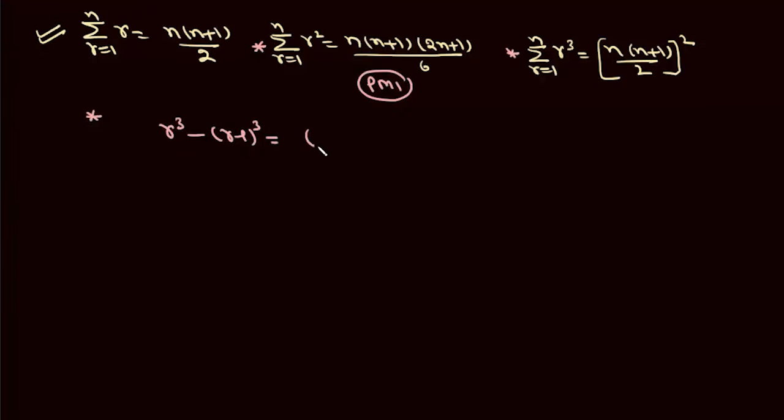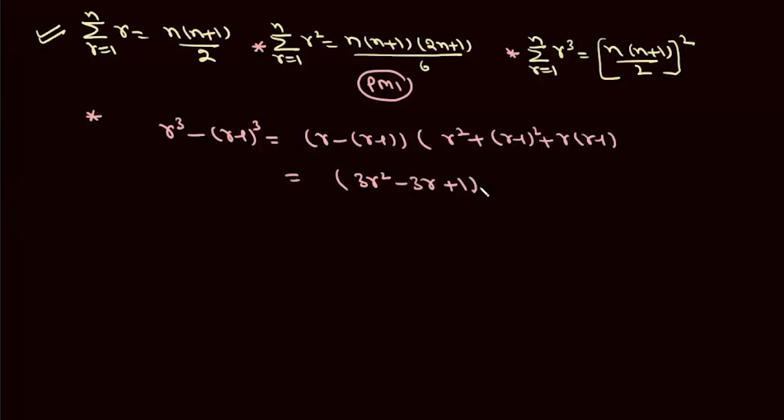So a cube minus b cube will be a minus b into a square plus b square plus ab. So it will be this 3r square minus 3r plus 1 and say this is your AR. Now we need to find Sn, which is this summation AR, where R varies from 1 to n.